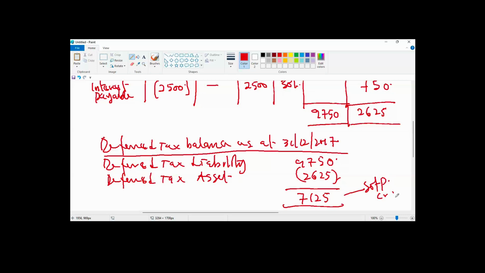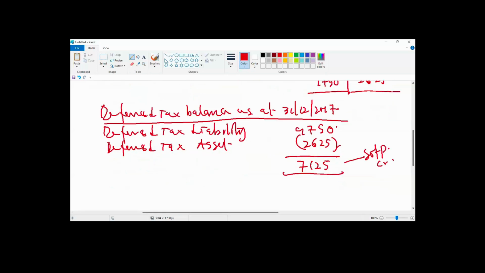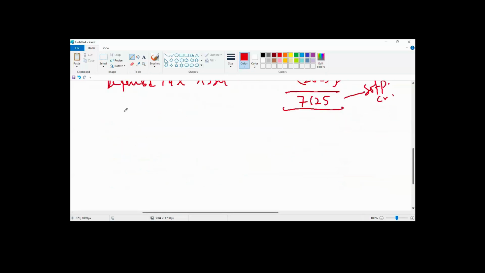The question does not say that there. The question asks for the one that goes to the POL. What goes to the POL? The deferred tax movement goes to the POL.